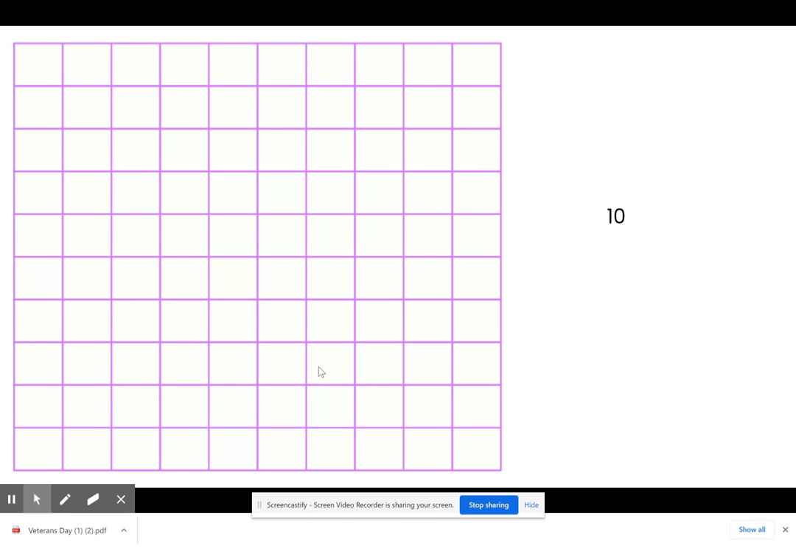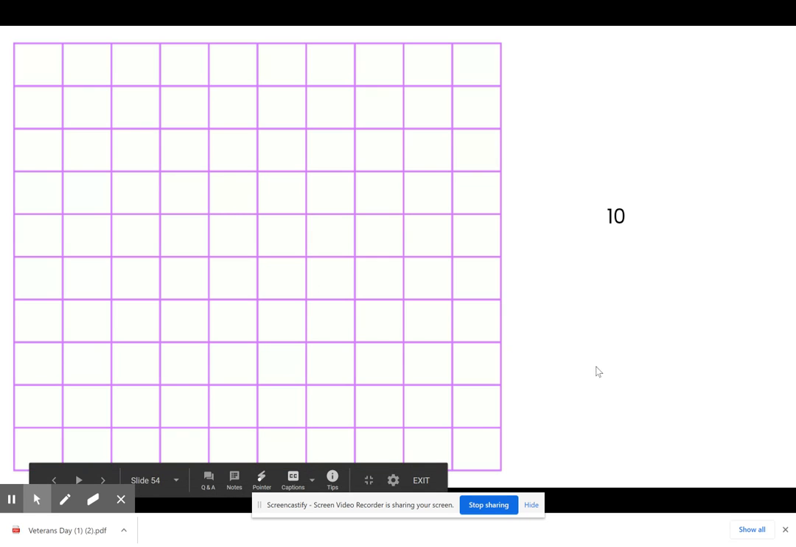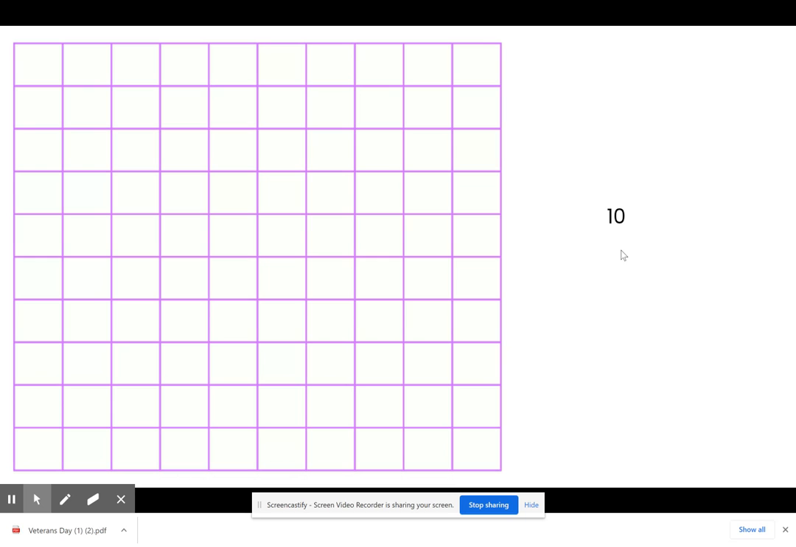Okay, so now on this activity, we're going to do something a little bit different. You've got a blank 100s chart. So you know it starts with 1 and it ends with 100. I'm showing you the number 10. I want to see if you can figure out where the number 10 would belong on this hundreds chart, knowing it starts with the 1 in the first box and ends with the 100 in the last box.